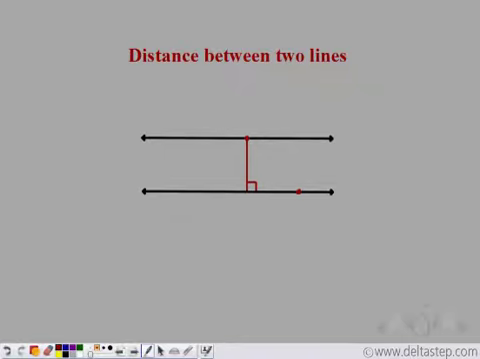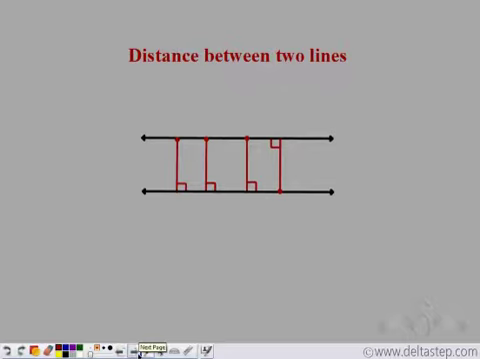Now I may take a point on this line. Again, I need to drop a perpendicular from here to here. So this is the distance between the two lines. It is also the shortest path between these two lines. If you note, this distance is the same as this distance. The length of these two paths are the same. In fact, you may take any point and drop a perpendicular. This length remains constant.